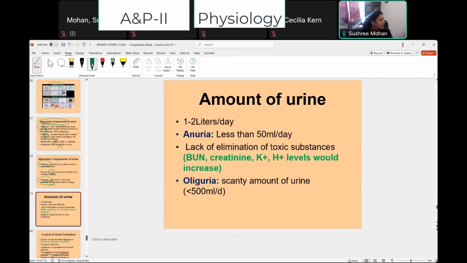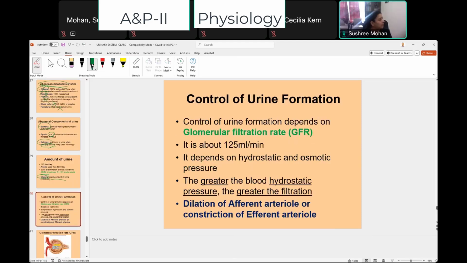Anuria, less than 50 ml of urine produced per day. And then oliguria, that is scanty amount of urine. Control of urine formation. So normal glomerular filtration rate, normal is 125. As we grow older, it's going to reduce to 90, 80, 70, 60, and then chronic kidney disease is seen below 16.